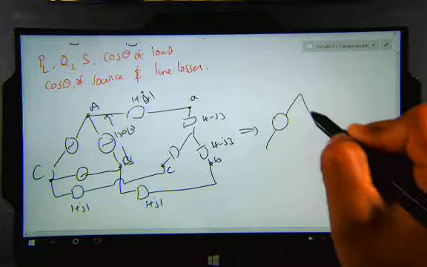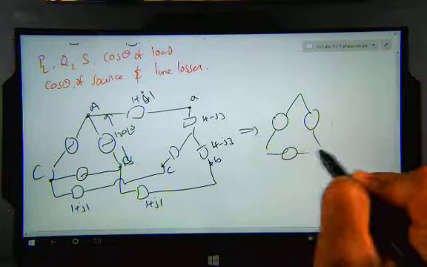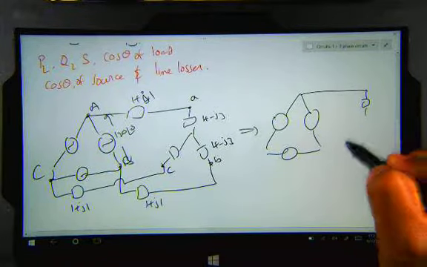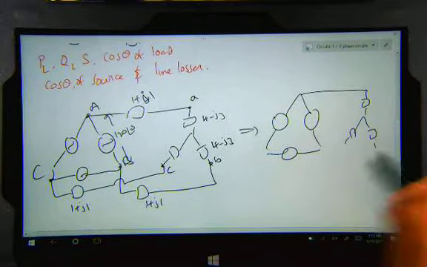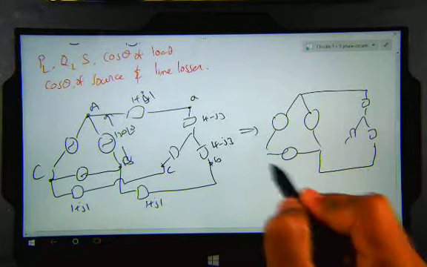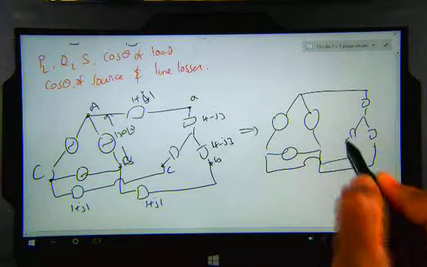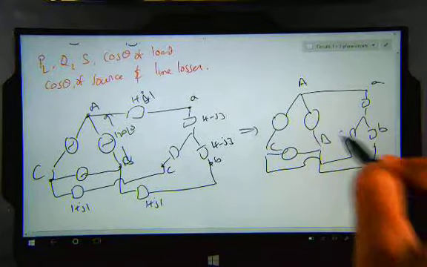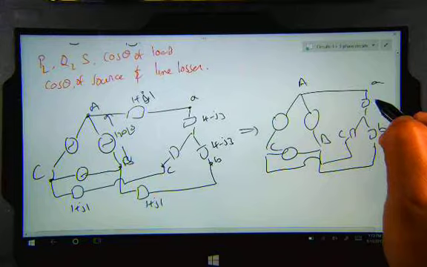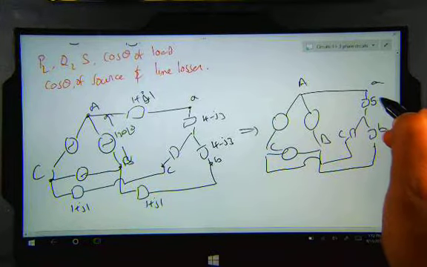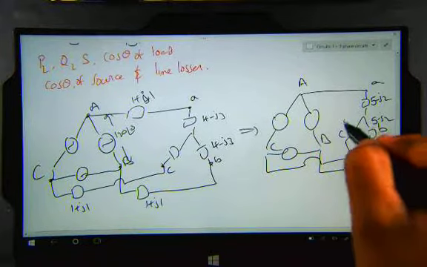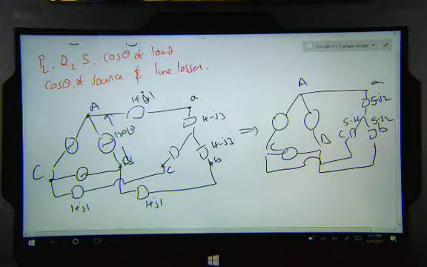If we add them, we add the resistor values but subtract the reactance values, since one is inductive reactance and one is capacitive reactance. So this is 5 minus J2. That's the total impedance looking from the source side.